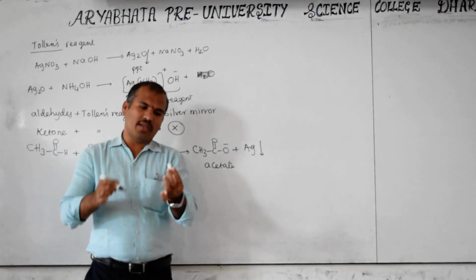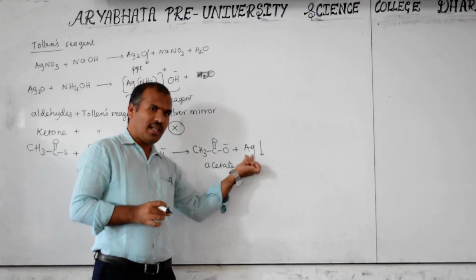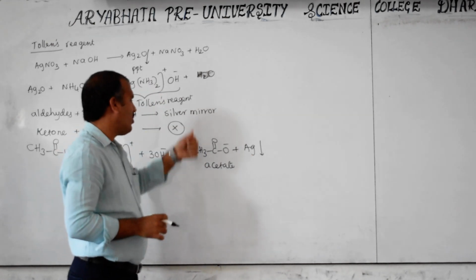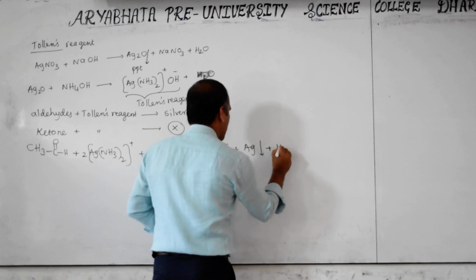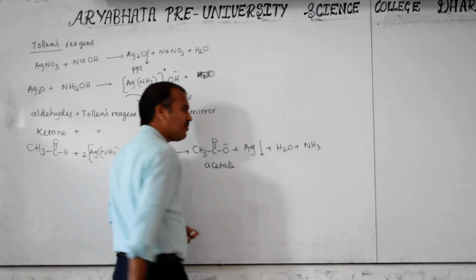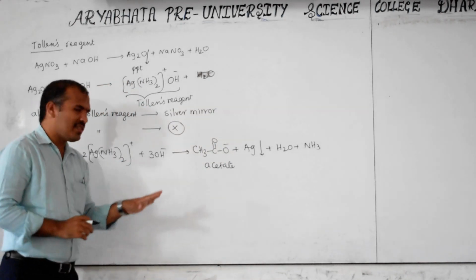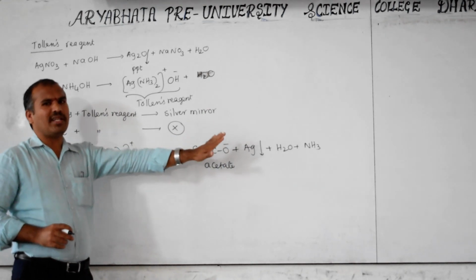Consider this is a test tube. Inside this test tube, one layer forms. That is called a silver layer, so it is called the silver mirror test. Along with this, water also is eliminated, and ammonia also is eliminated. You have to balance this. The left side is already balanced; it is time consuming, that's why I am not balancing the right side here.